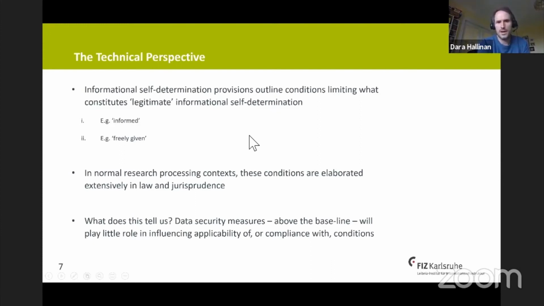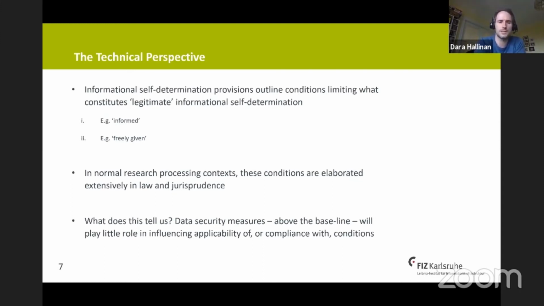So essentially, in the technical perspective, informational self-determination provisions outline conditions limiting what constitutes legitimate informational self-determination. And these provisions are dotted around the GDPR, for example, in Article 7, Article 4(11). They're commonly known, for example, that consent must be informed, that consent must be freely given, et cetera. Now, in normal processing contexts, these considerations or these conditions are elaborated quite extensively in law and jurisprudence. And what does that tell us about the relationship between informational self-determination provisions and data security measures? Well, it tells us that data security measures above the mandated baseline are likely to play little role in influencing the applicability or the compliance with these conditions.